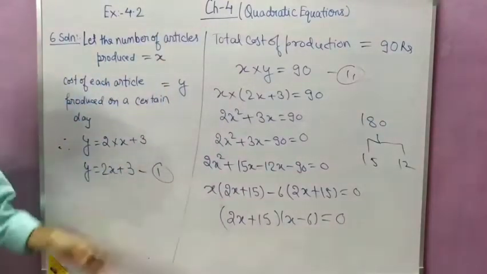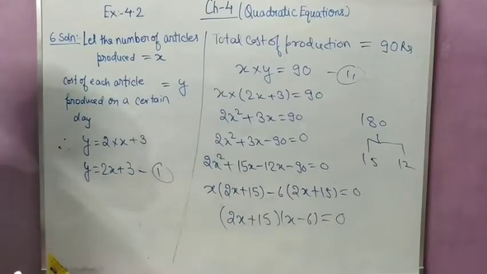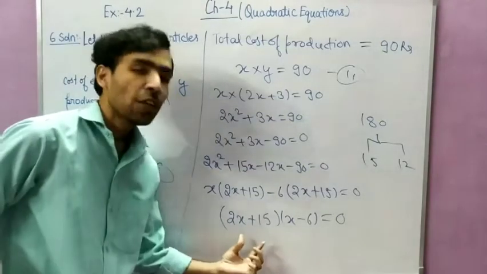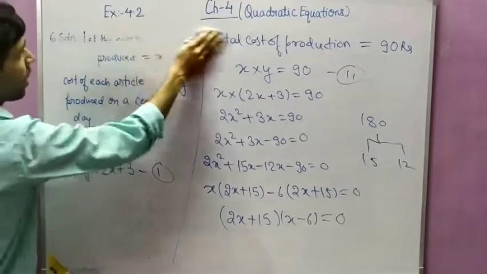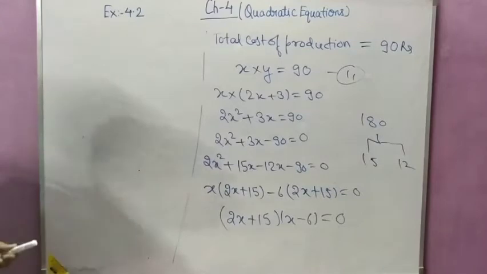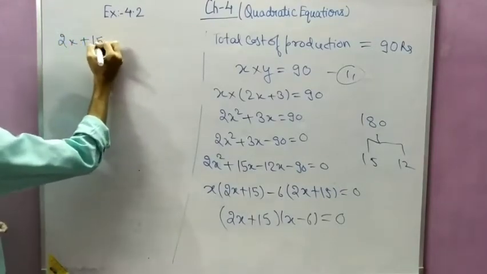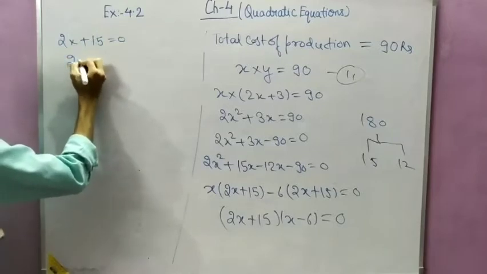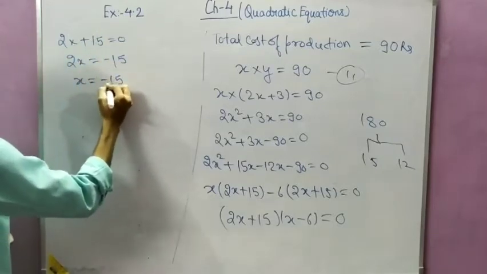Okay, so note down these things. After that what will we do? We will equate these two factors equal to 0. Okay, so I am erasing this part. So when 2x plus 15 equal to 0, we will get 2x equal to minus 15. So x will be equal to minus 15 by 2.